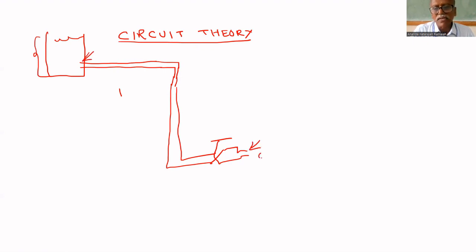Let us assume that the pressure here is 0. Here, atmospheric pressure. Here, the pressure is mgh. Mass, gravity, and height.